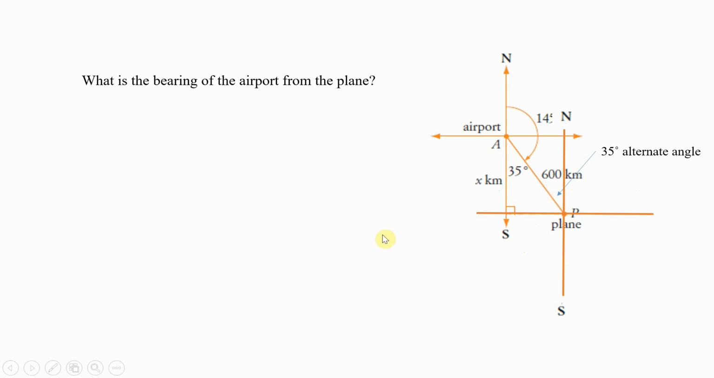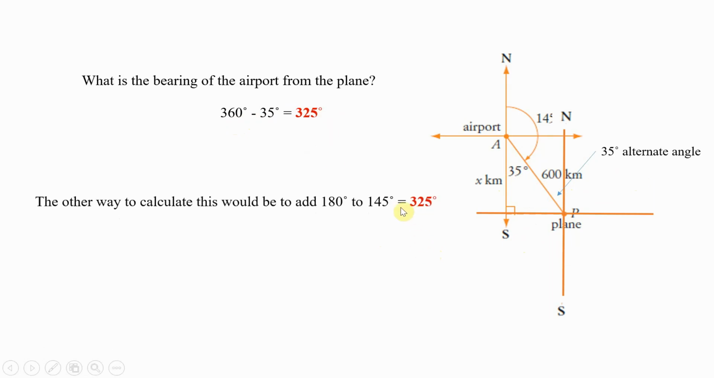The other way we can work it out, 360 minus 35 is 325. That's our bearing. The other way to work it out, you can add 180 to 145 degrees, gives you the same answer. That's our original bearing going that way. If we go back the other way, we just add 180 to it, and we get 325. This way is not the best to use always because it can be confusing with some questions. This way is a better way to look at it.